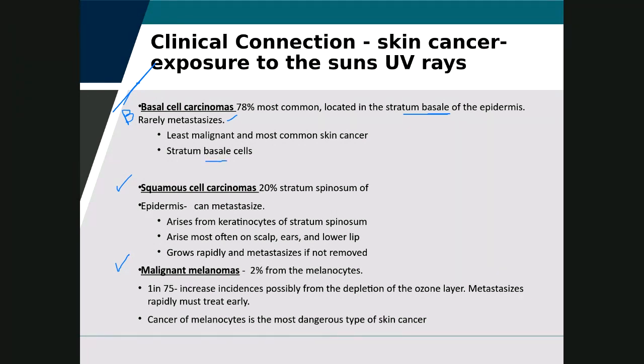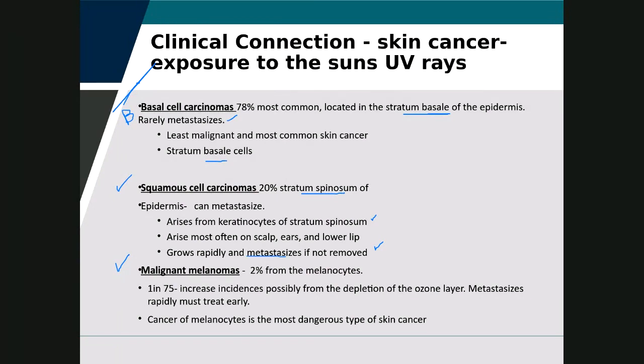The next one is squamous cell carcinoma. Most of these are located in the stratum spinosum. This can metastasize, often arising from the keratinocytes in that stratum spinosum, which is that second layer up. This one you can often see on a person's scalp, ears, sometimes the lower lip. Sometimes, if you leave it alone, it can metastasize. What does metastasize mean? It means that it spreads to other parts of our body.